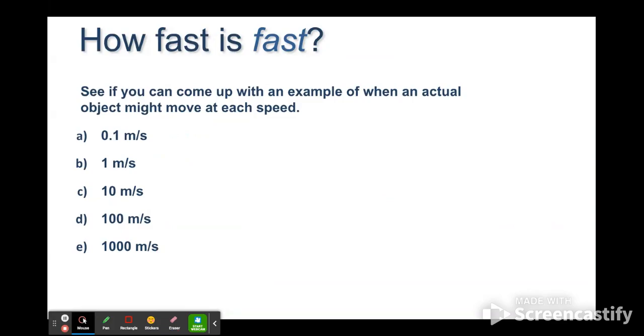So see if you can come up with an example where each object might actually move at this particular speed. 1/10 of a meter per second, 1 meter per second, 10 meters per second, 100 meters per second, and then 1,000 meters per second. I'll give you the answers, but you pause and write those down, and then I'll go ahead and give these to you here.